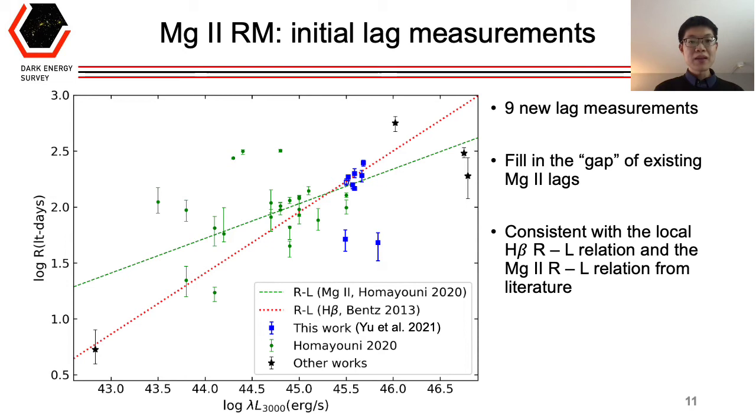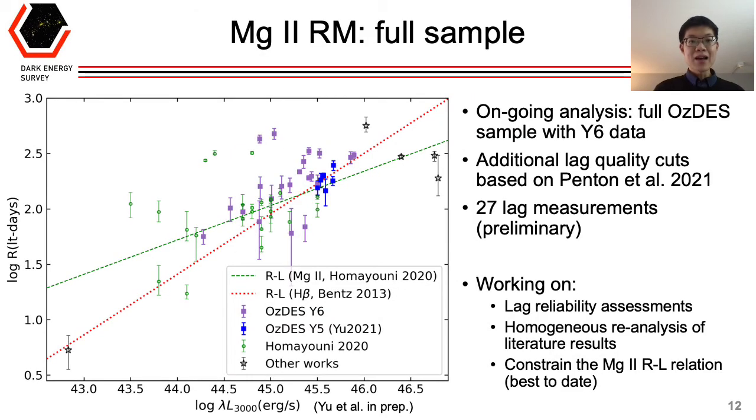These initial measurements are based on only part of the OzDES quasar sample with only the first 5 years of data. Now I have finished the analysis of the full OzDES sample, and it is exciting that we obtain a large sample of new magnesium II lag measurements. In this figure, we show the preliminary lag measurements for 27 quasars, and this sample is a significant addition to the R-L relation of the magnesium II line. With this sample, we expect to derive the best constraint on the R-L relation for the magnesium II line to date.